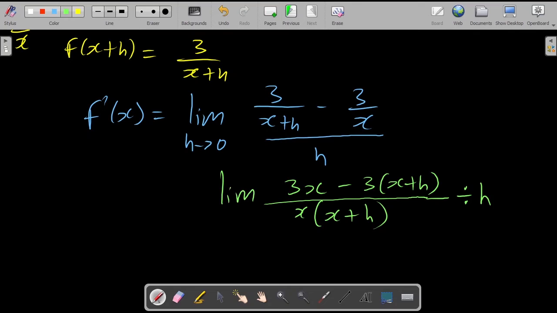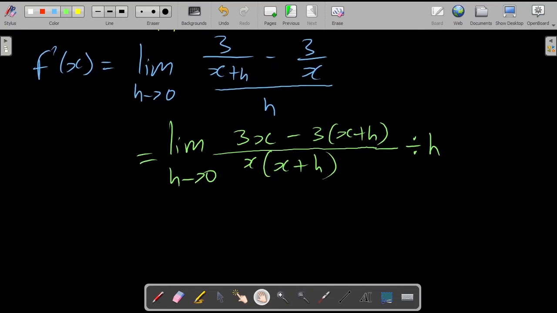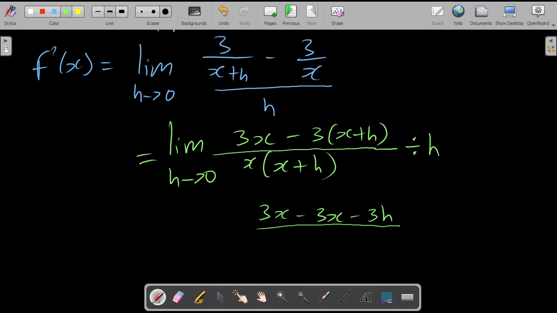And don't forget this limit. So with each step, just make sure that you carry your limit as well, until the final step where you actually substitute the value of h as 0. So now to continue from here, you can then see that you have 3x minus 3x minus 3h, and then divided by, you can just leave this as it is for now, or you can multiply through. It's totally up to you.